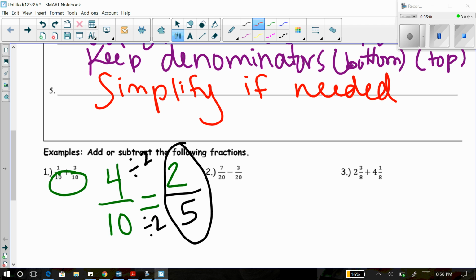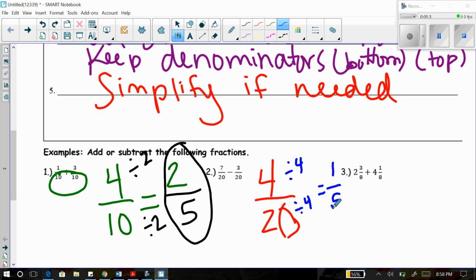Step 1, rewrite any mixed numbers as improper fractions. Well, we don't have any mixed numbers here, so easy. Step 2, find the least common denominator. Well, lucky us, it already has common denominators, so we can skip 2 and 3. 4, add or subtract numerators. Keep the denominators. So 7 minus 3 is 4. 20s we keep. And simplify if needed. Well, both of these can be divided by 4, which leaves us with 1/5.